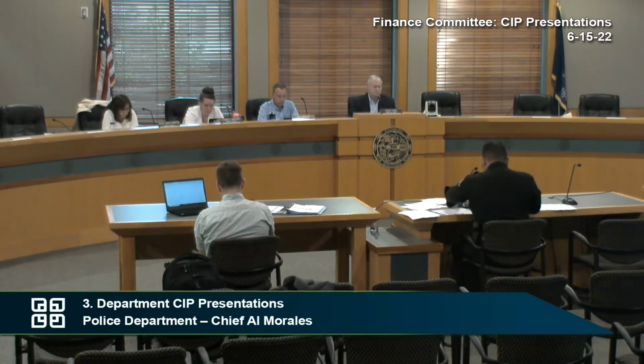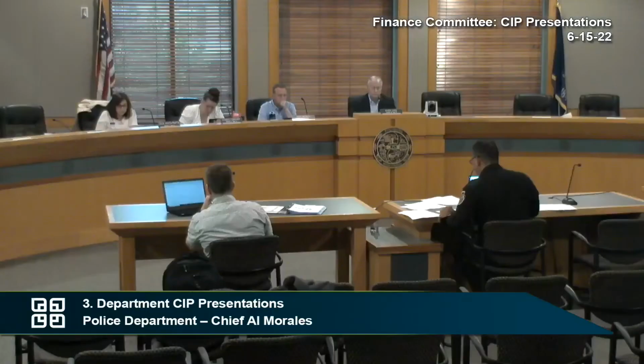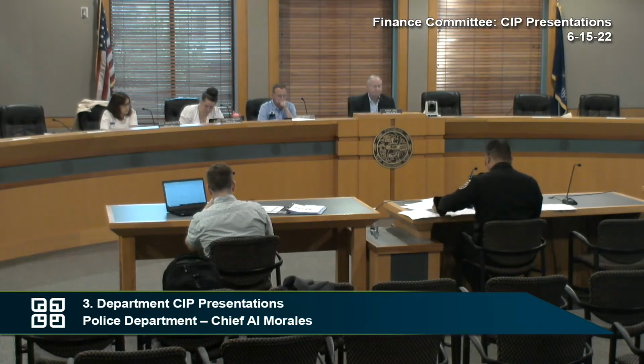The next item is going to be item 2140, body cameras. We added 3 more cameras for the addition of 2 new officers hired for the Town of Madison acquisition, and 1 more for an extra spare camera. This is part of the TID closure, and I think this was a big discussion at the end of the year, beginning of the year. I don't think I have to explain much on body cameras. All good? Okay.